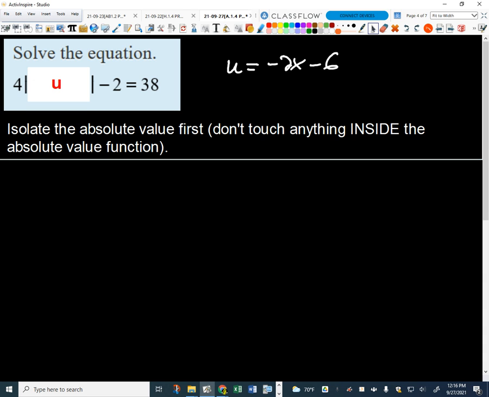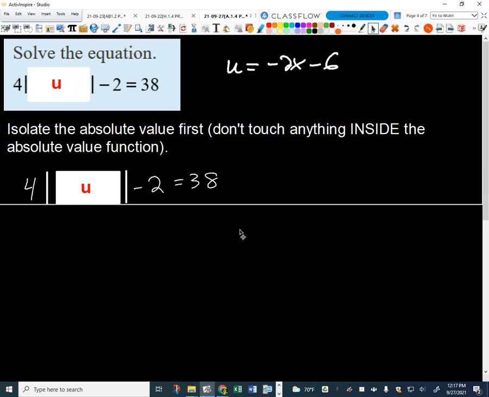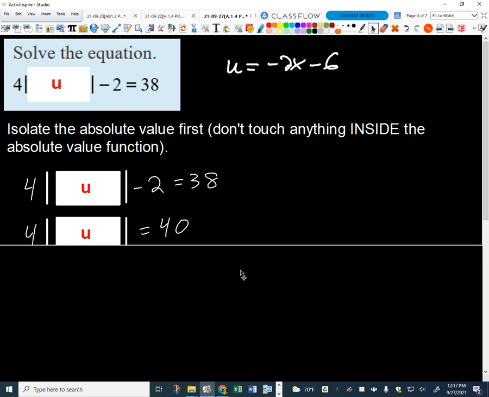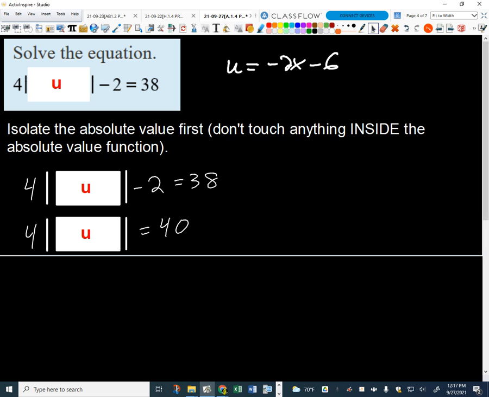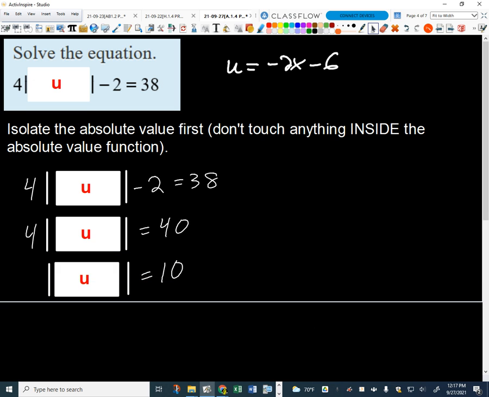So the first thing I want to do is get that absolute value of U by itself. What are the 2 steps to isolate the absolute value? Give me one of them, Chris. Add 2 on both sides. Okay, I'm going to add 2 to both sides. That's the first step, right? If I add 2 to both sides, I get that. Somebody else, what's the next step? Divide by 4. If I divide each side by 4, then I get the absolute value isolated on the left side. On the right side, 40 divided by 4 is just 10, right?